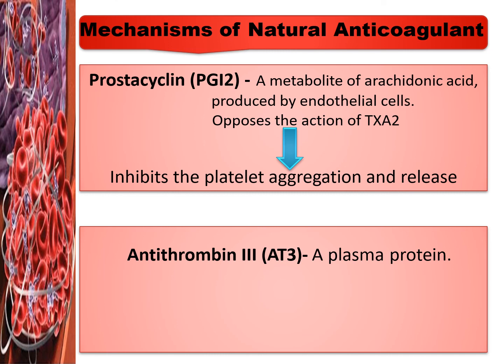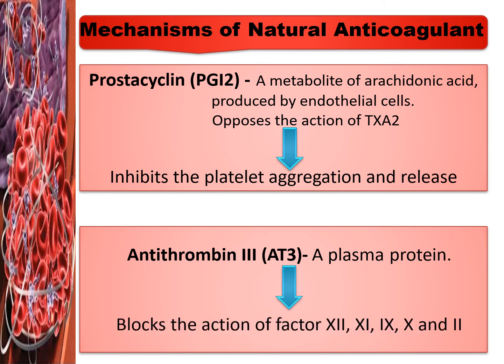Then on the other hand, antithrombin 3, a plasma protein, inactivates factors 12, 11, 9, 10 and thrombin. So this is how the mechanism takes place in our body as a natural anticoagulant.